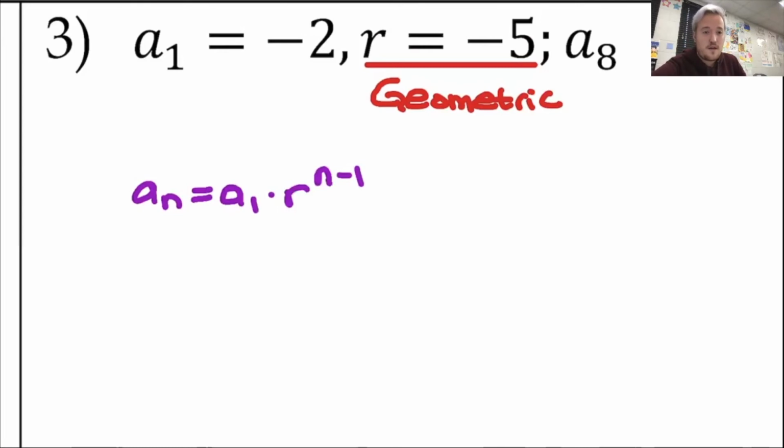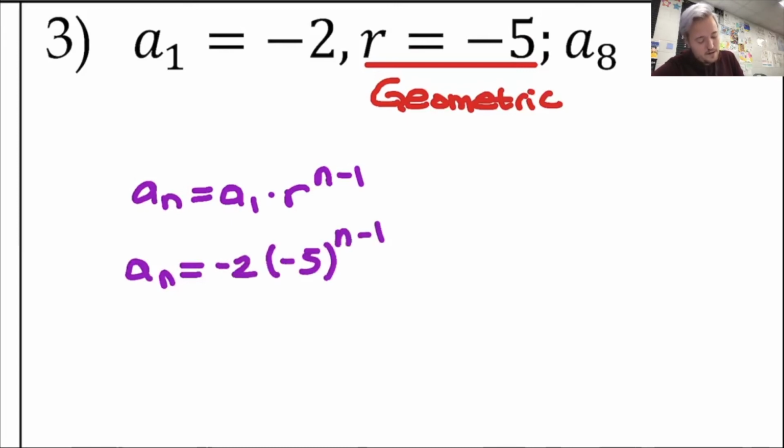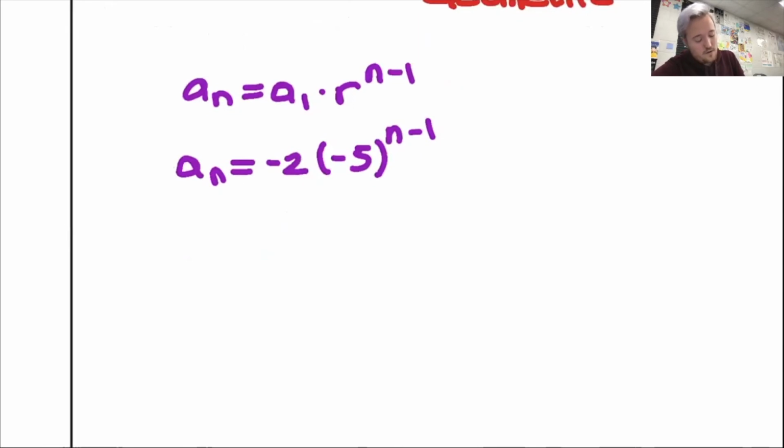All right, so A of n equals A of 1 times R to the n minus 1. So I want the 8th term. So I'm going to write out my formula first. So A of n, which is -2 times -5 to the n minus 1. And now I want to find the 8th term. So -2 parentheses -5, 8 minus 1.